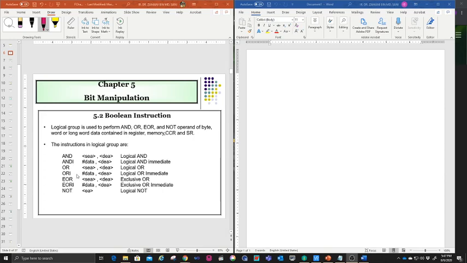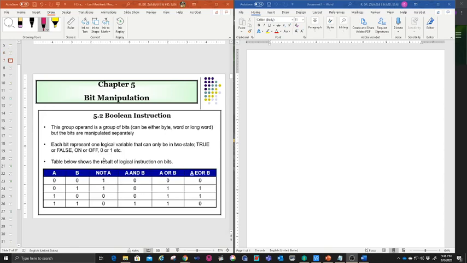If you can see the pattern here, if you have the immediate AND, OR, or exclusive OR instruction, you actually have data over here which is a number. Whereas if you don't have the immediate, you need to find out where's the source effective address and your destination effective address. We're going to look at the examples after this.